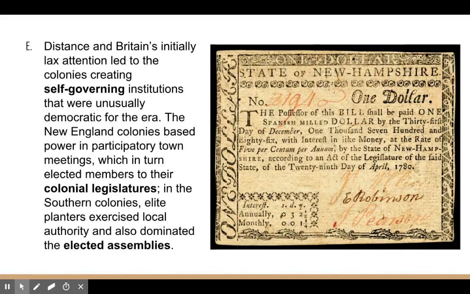Now, we do see distance and Britain's initial attention growing lax, and the colonies begin to self-govern themselves. The colonies were unusually democratic for the area. The New England colonies based their power in participatory town meetings. They elected their own colonial legislators. In the Southern colonies, the elite planters actually controlled the government and dominated elected assemblies.